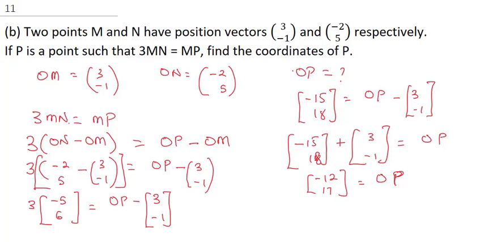So therefore, when you want to represent P, P will now be equal to minus 12 comma 17, or I can decide to write it another way, whichever way, this is our answer. Now, as easy as that, you can solve this vector question.